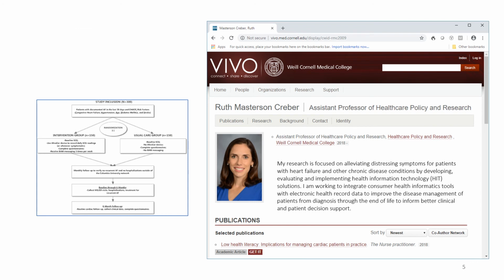Another one of our professors is Dr. Ruth Masterson-Krieber. She focuses on the patient experience. She develops apps that help patients manage their own health and their own health care. And she's in the middle of a clinical trial to assess whether these apps actually improve people's health.